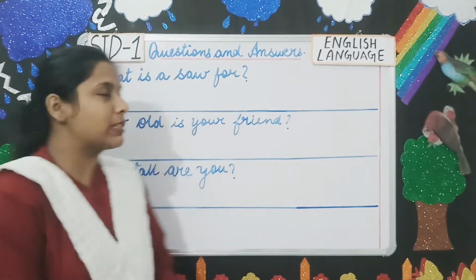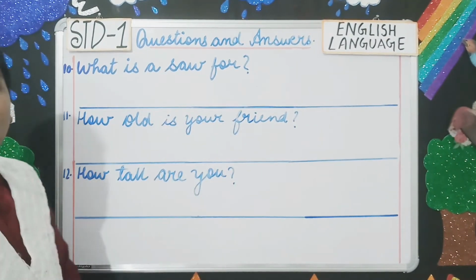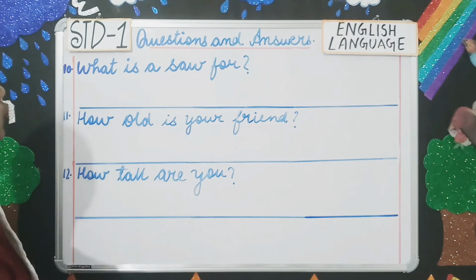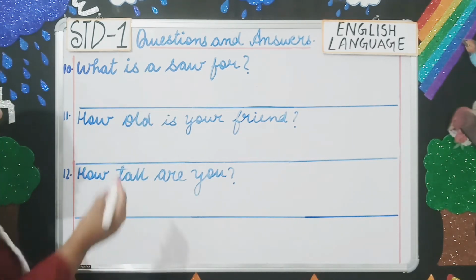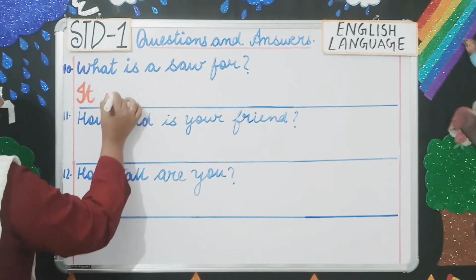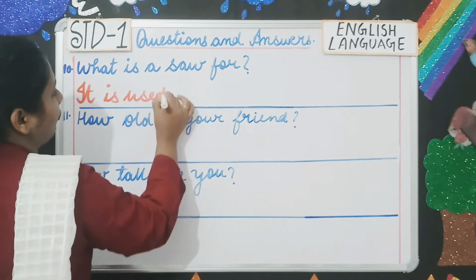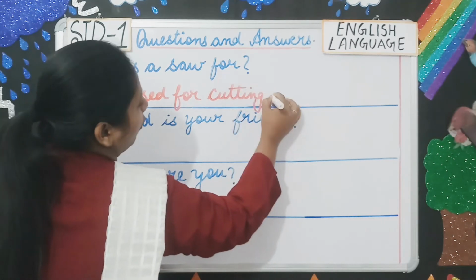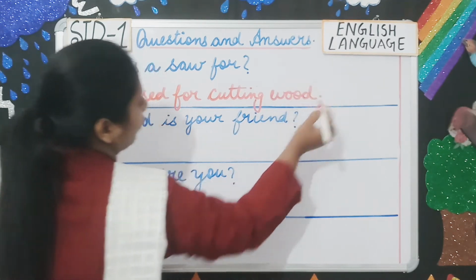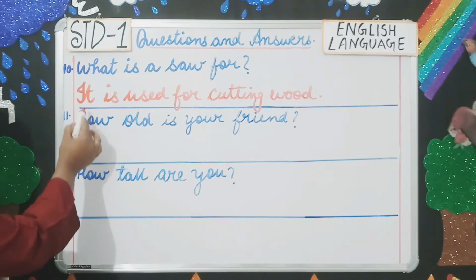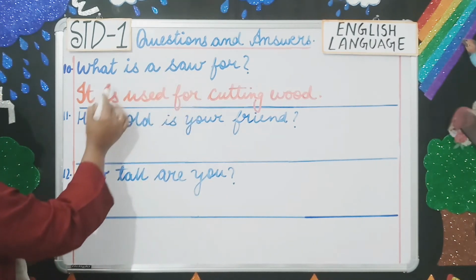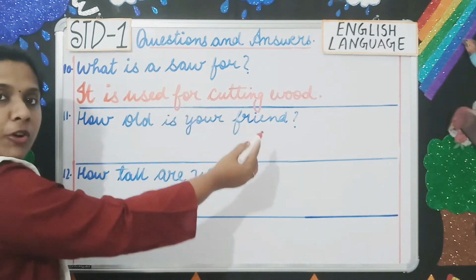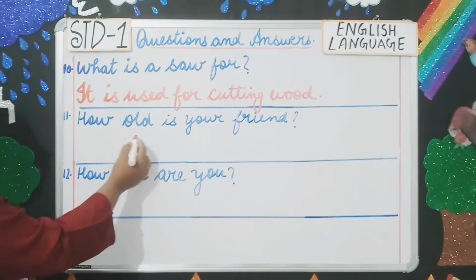The next question is, what is a saw for? What is a saw used for students? It is used for cutting wood. So you will write, it is used for cutting wood. So what we are doing, we are using the pronoun it for a saw. Then you will write is used for cutting wood, or you can even write it is for cutting wood. Clear students?